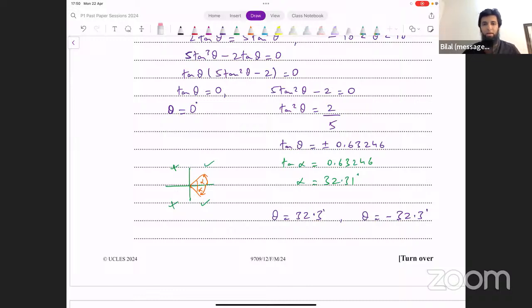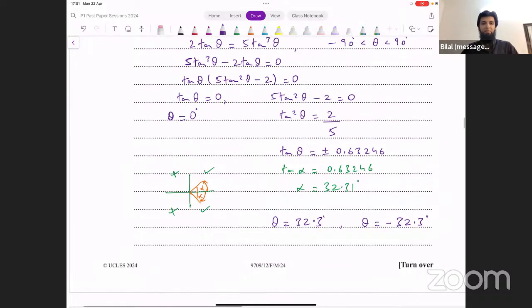So if you did a plus b into a minus b, that's perfectly okay. That should give you the same result. You can do that, and that's okay. All right. So theta equals 0 and theta equals 32.3 and minus 32.3. These are the three answers that we're getting. Okay. Do not miss out on 0.